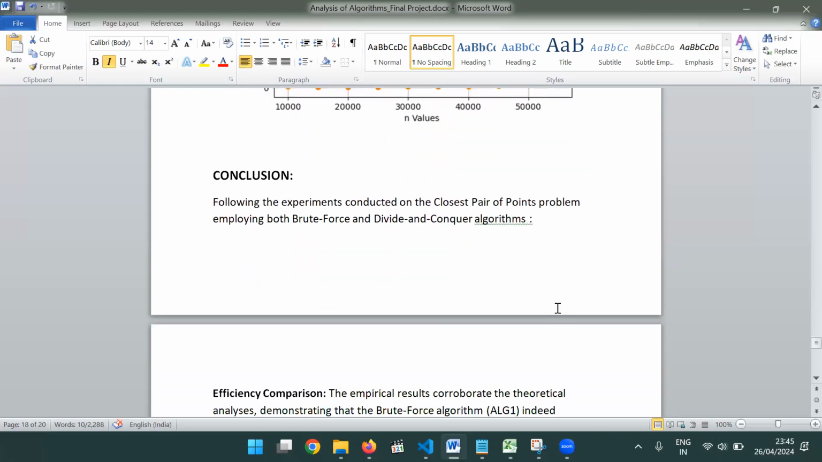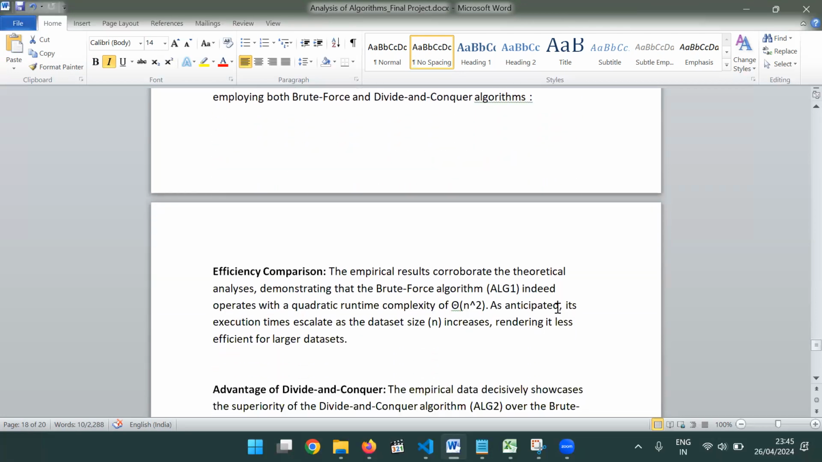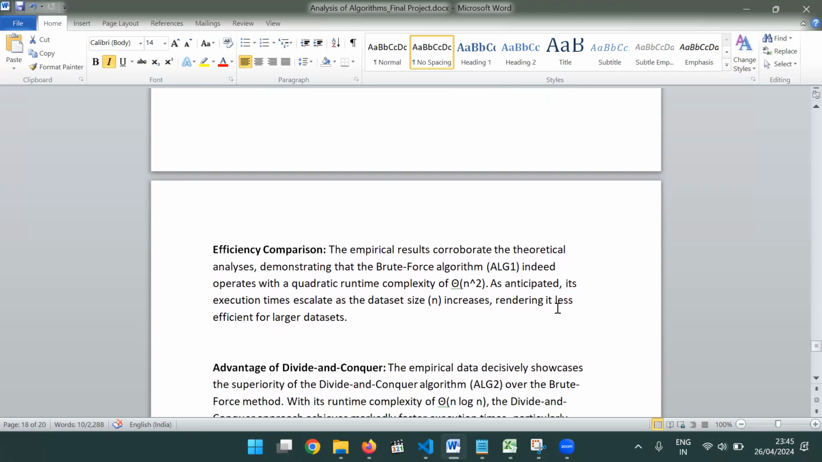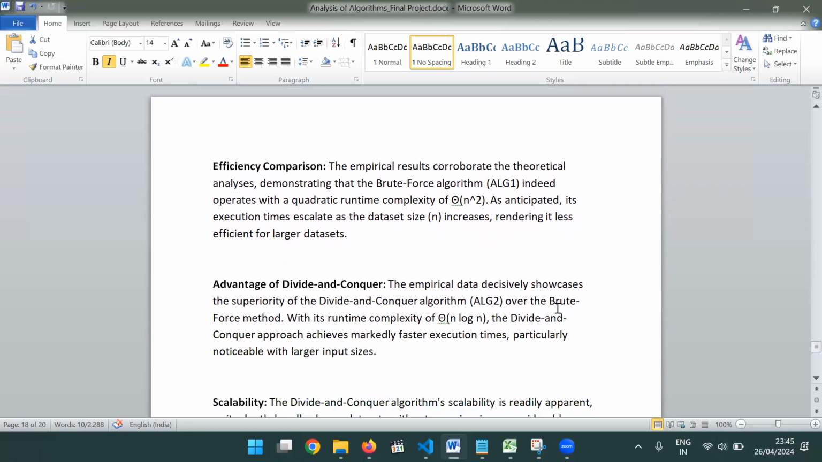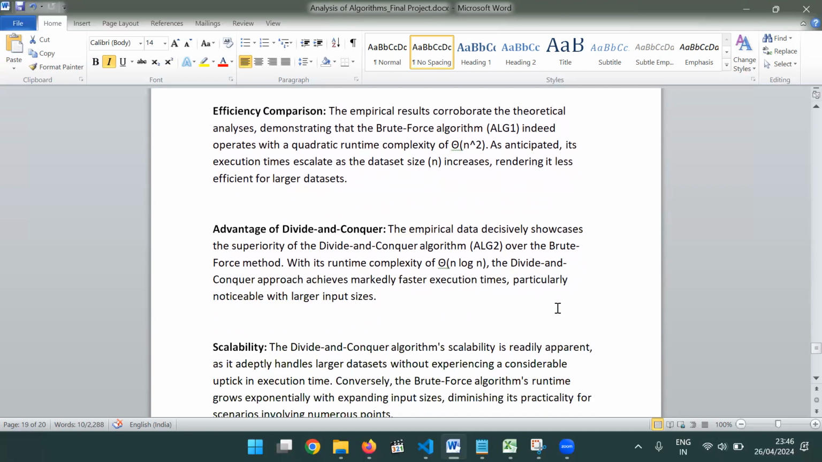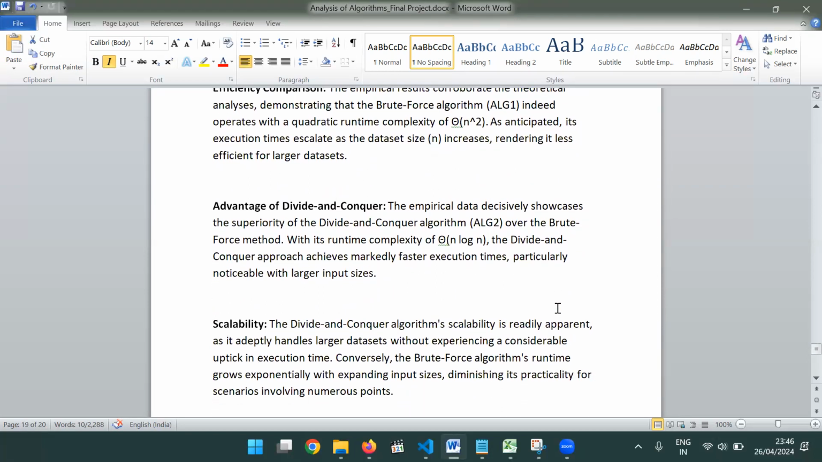So I want to conclude with the efficiency comparison of both algorithms. While brute force and divide and conquer algorithms can both find the distance between the closest pair of points, the latter offers a significantly more efficient solution, especially for larger data sets, by leveraging recursive divide and merging techniques. Advantages of divide and conquer: empirical data decisively showcases the superiority of the divide and conquer approach over the brute force method.